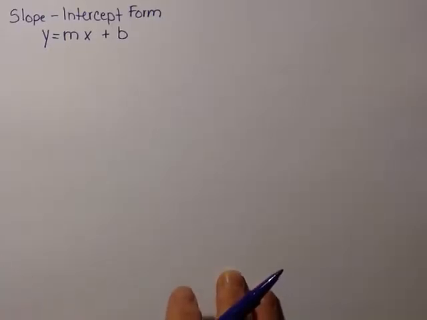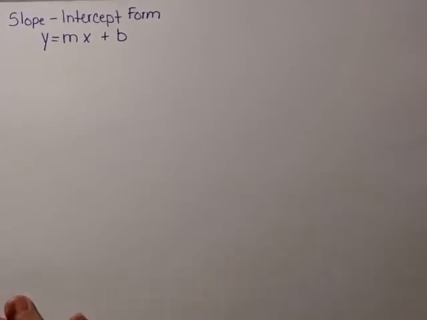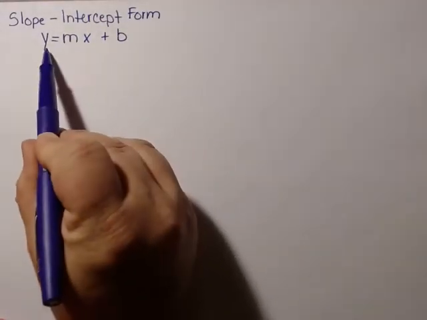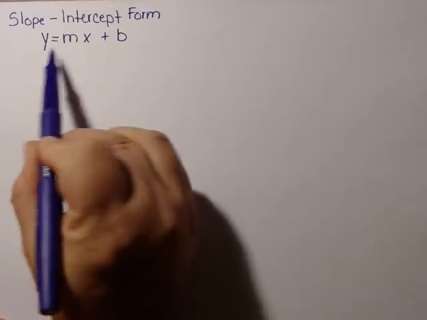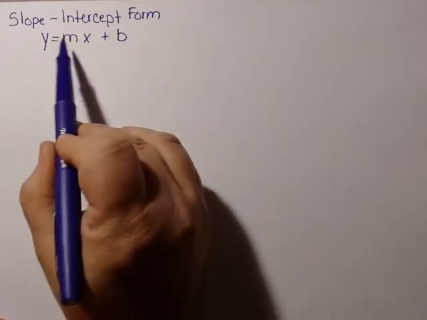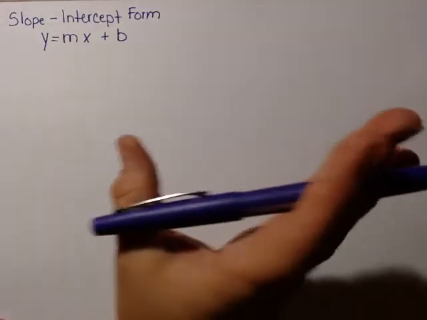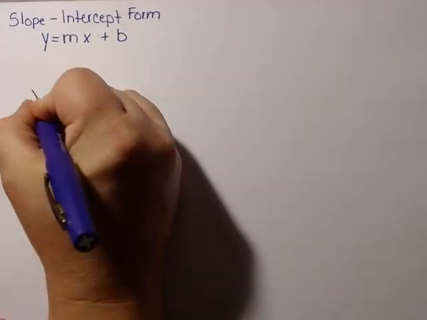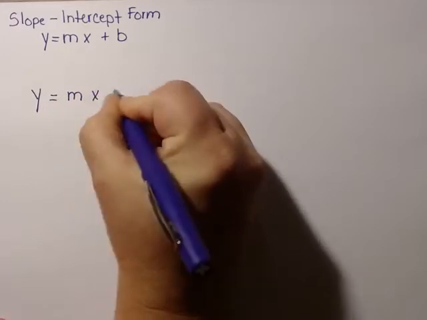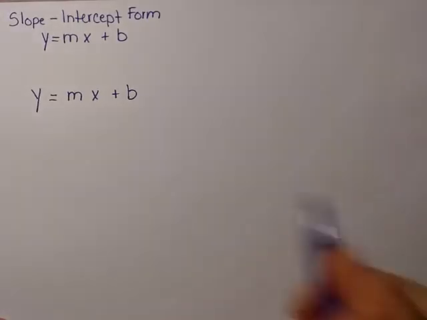Let's talk about slope-intercept form. I think we may have talked about it a little bit in class, but we're going to talk a little more about it. Slope-intercept form is when your equation is written in this format. Y, M, and B are just numbers. But when it is written this way, these letters mean something, okay?